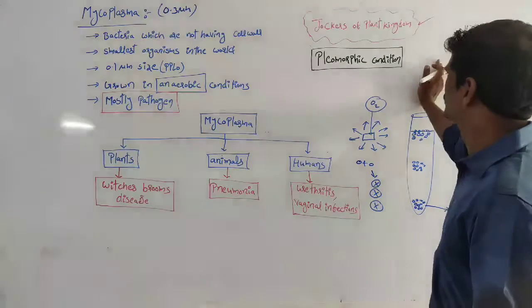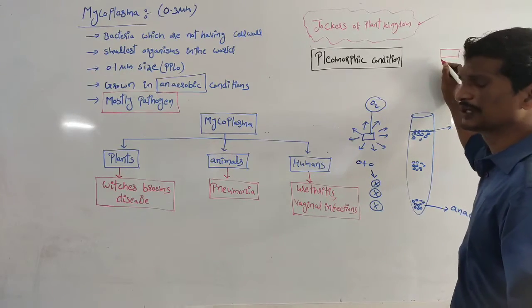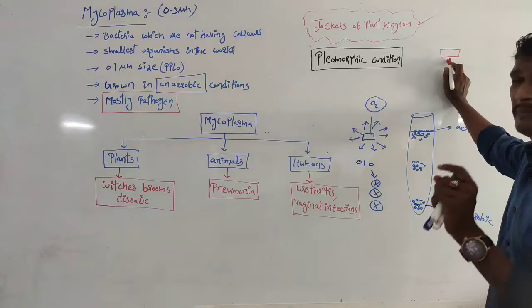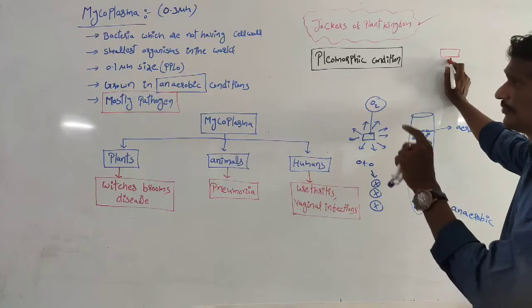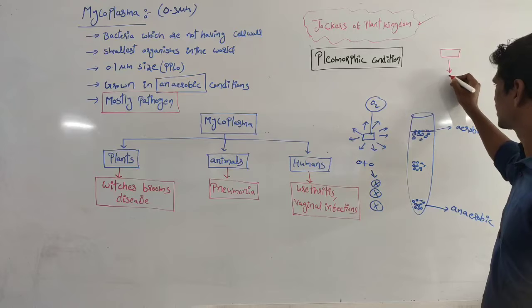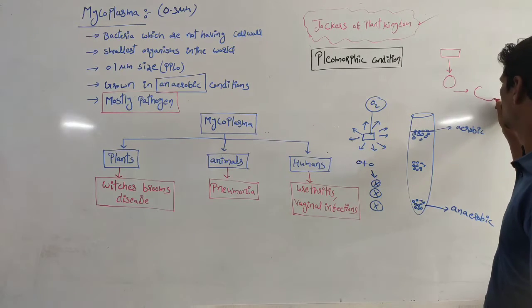Remember, I already said which are not having the cell wall. So this is the initial shape of the mycoplasma bacteria. If the surrounding conditions are altered, the shape is also altered.